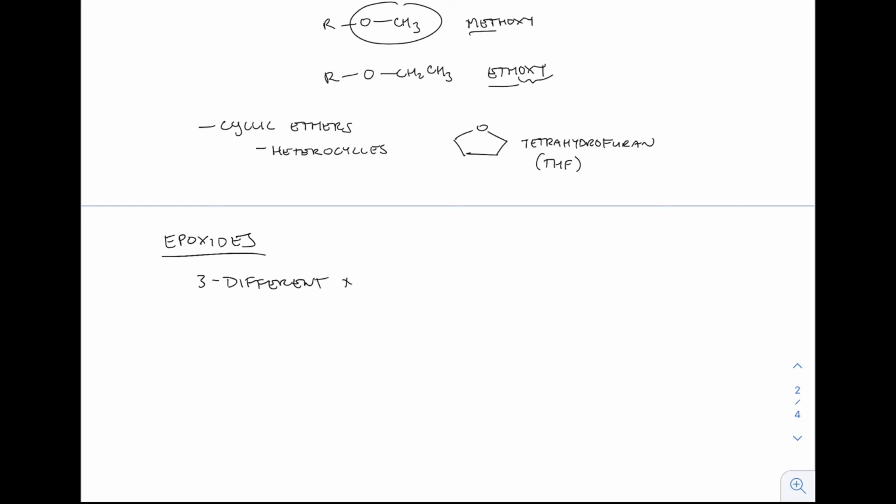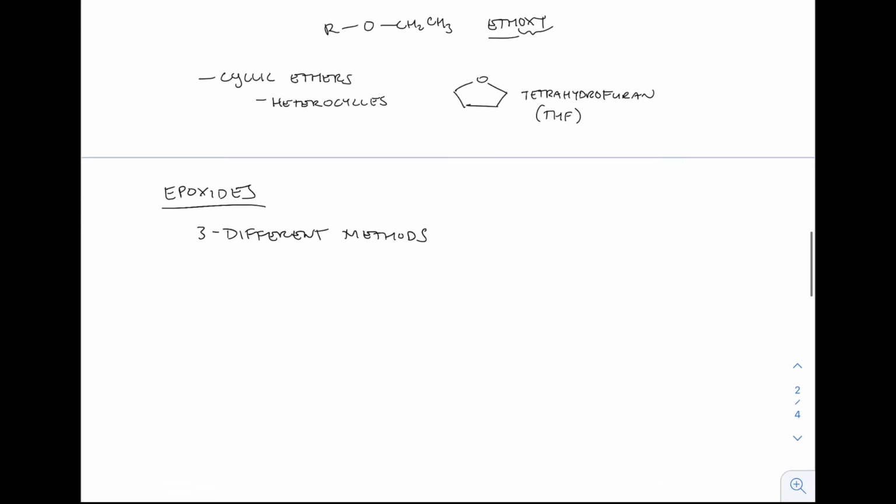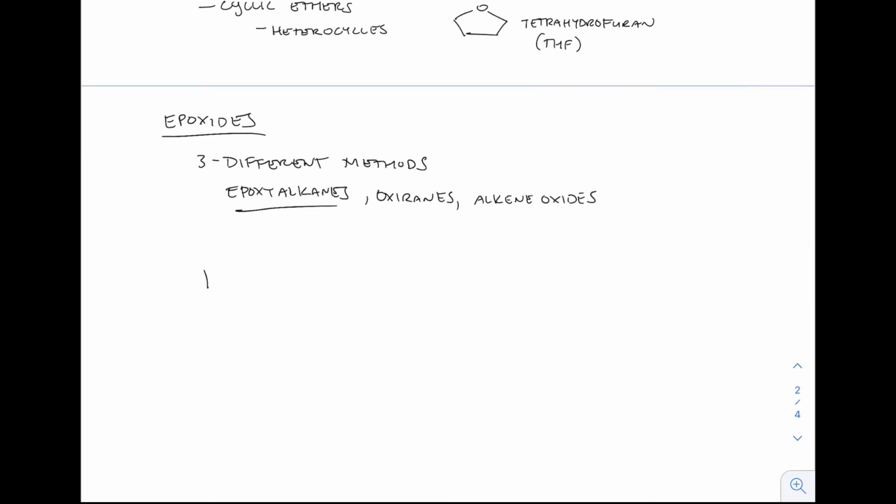So moving on to epoxides, we have 3 different methods for naming epoxides, but I'm really only going to go over one. And again, just want to point out that you should definitely refer to the IUPAC rules or the text when you're doing the naming of alcohols, ethers, and epoxides. So the epoxides are probably the most complicated, and so maybe you'll just want to refer to those ones. But there's the epoxyalkanes that I'm going to go over.